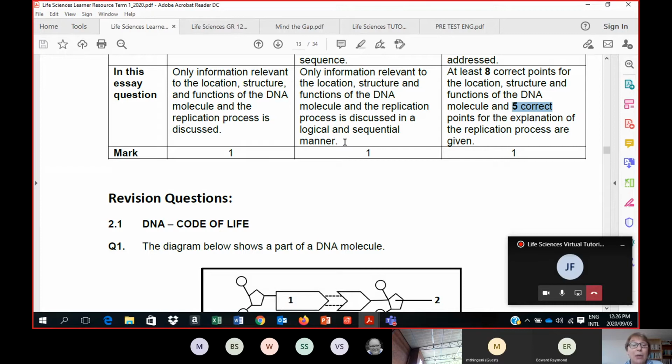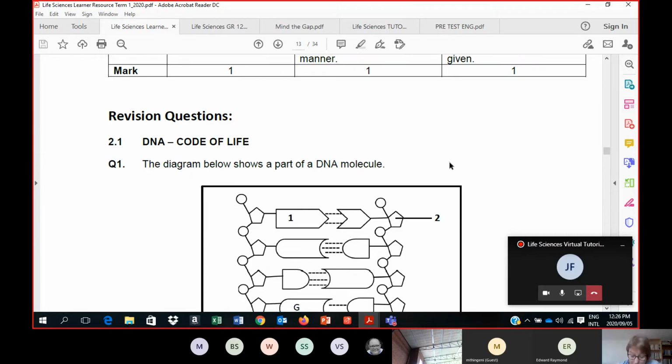So now we are going to go on to the section on DNA. I'm just having a look in my notes. We've done all of that. So we are now on page 12 in the notes. So I hope you've all got that.